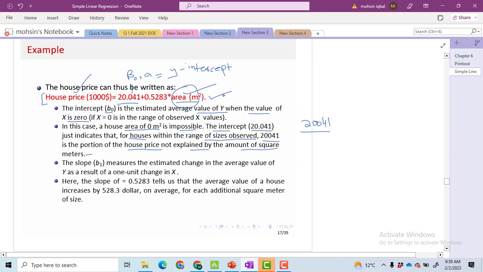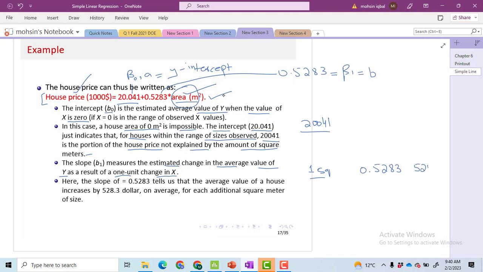The slope beta 1 is 0.5283. We can call it beta 1 and we can call it B. So this is the estimated change in the average value of y, the house price, as a result of a 1 unit change in x. It means that if there is a 1 square meter increase in the house area, there will be an increase of 0.5283, or if you multiply by 1000, there will be an increase of $528.3 in the house price.